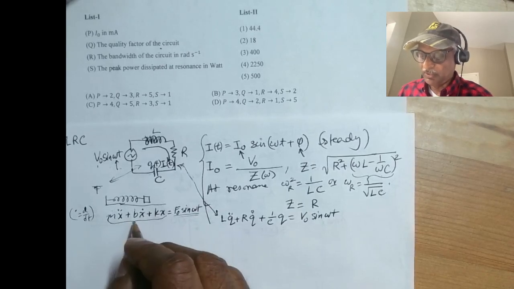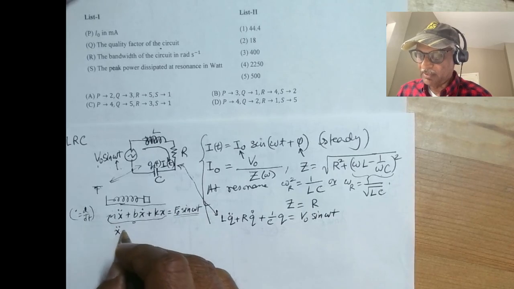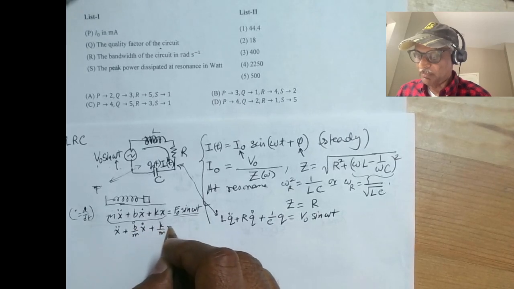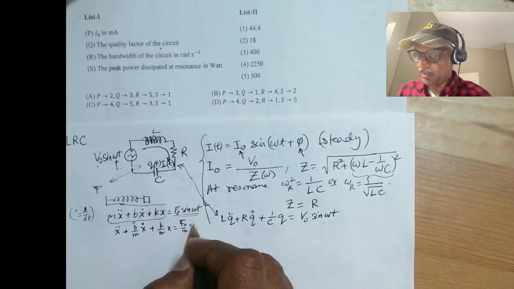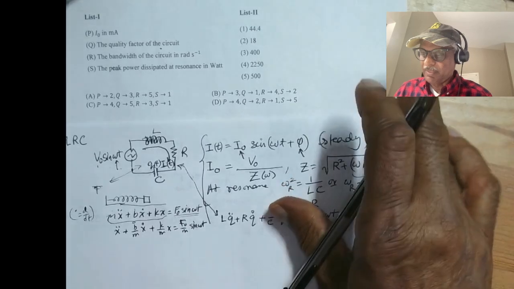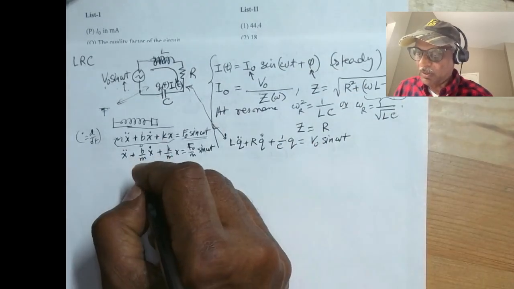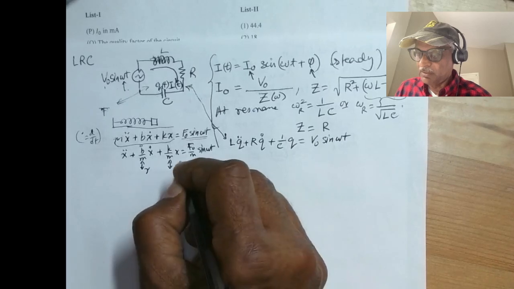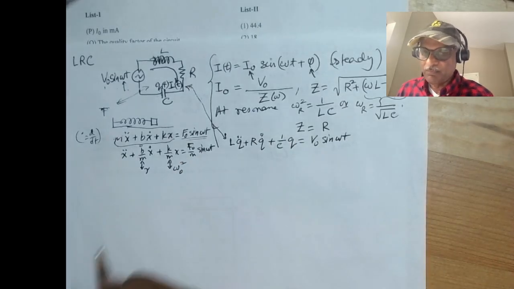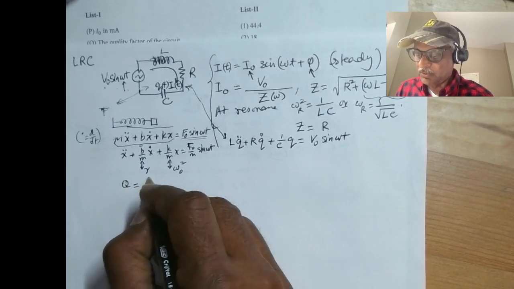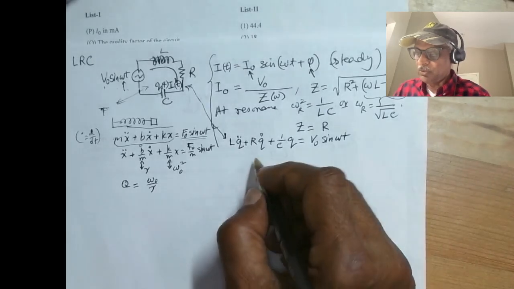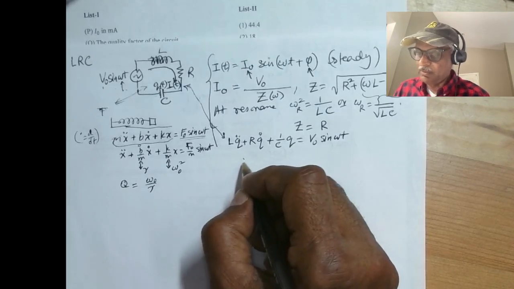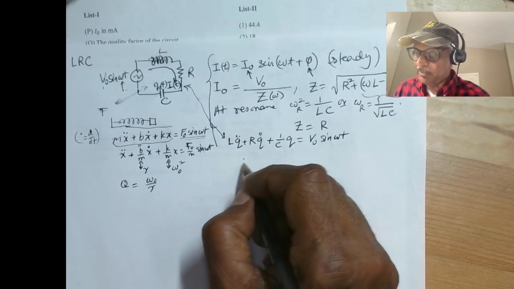From there you can divide by m: x double dot plus b over m x dot plus k over m x equals f0 over m sine omega t. If you call this gamma and call this omega naught square, then the Q factor is omega naught over gamma. So over here, for the Q factor, we do exactly the same way.